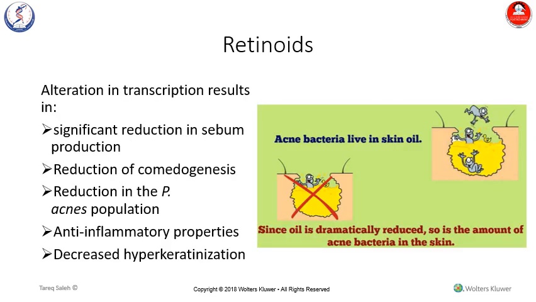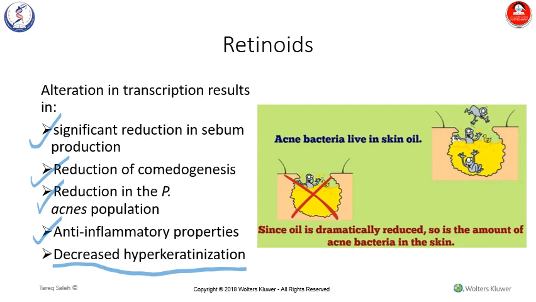So several effects result from the activation of the retinoic acid receptor complex and the alteration of the transcription of many genes involved in proliferation and differentiation of cells. And these effects include significant reduction in sebum production, a reduction in the formation of comedones, as well as a reduction in the Propionibacterium acnes population in the skin, in addition to the ability of retinoids to exert anti-inflammatory properties, and more importantly, to decrease the hyperkeratinization of skin.